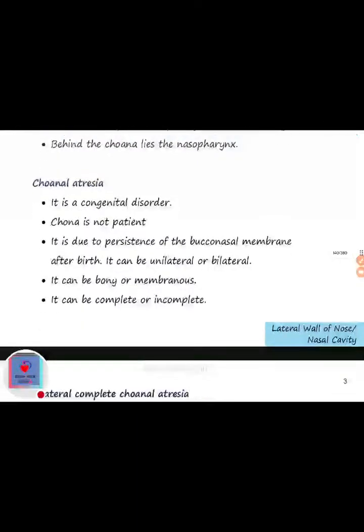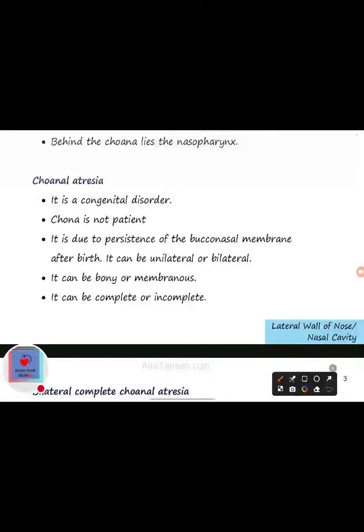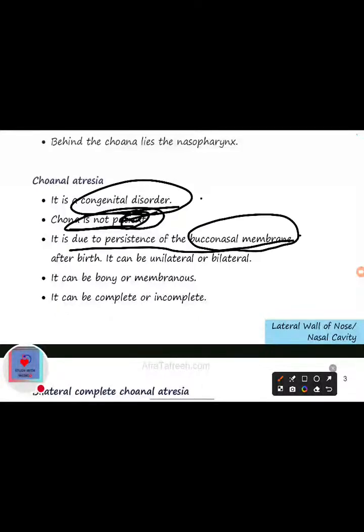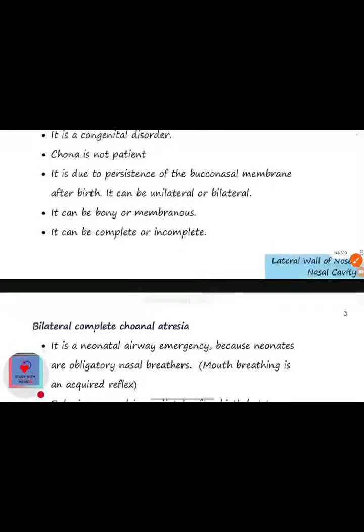What is choanal atresia? Atresia is what? Not well developed. It is a congenital disorder. The choana is not patent here. It is due to persistence of the bucco-nasal membrane after birth. It can be unilateral or bilateral. But if it is bilateral, it is lethal.